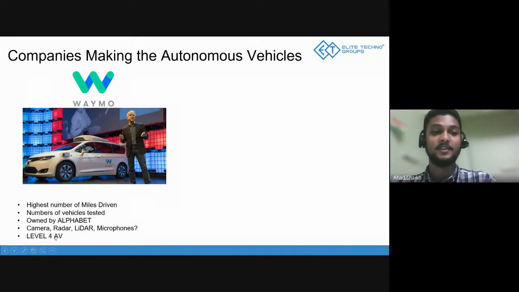And they have reached level 4 autonomy, where a human has to be there because it cannot run in other conditions, when it comes to some places where GPS is not trackable. So at those places, a human has to be there. But in cities, for the data they have collected, it can drive completely driverless. So that's what they have achieved, and they are very much ahead in the making of autonomous vehicle technology.